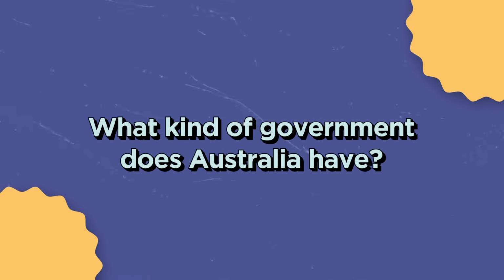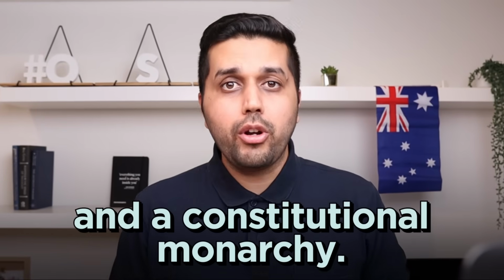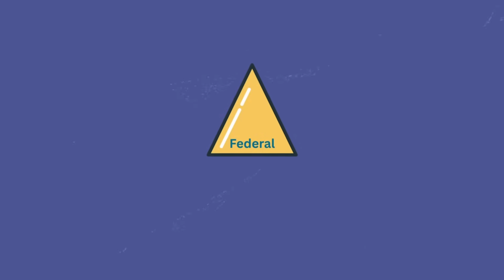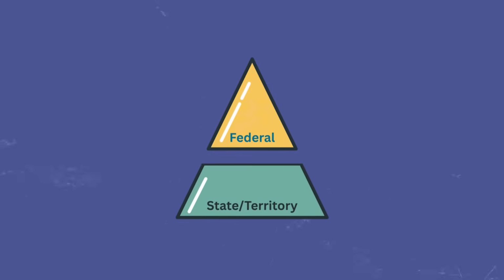So first things first, what kind of government does Australia have? Well, Australia is a federal parliamentary democracy and a constitutional monarchy. Now, what does that even mean? So first, Australia is a federation of states and territories, with the federal government, also known as the national government, and then state and territory governments.